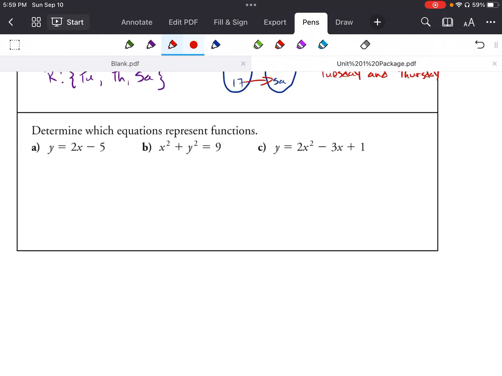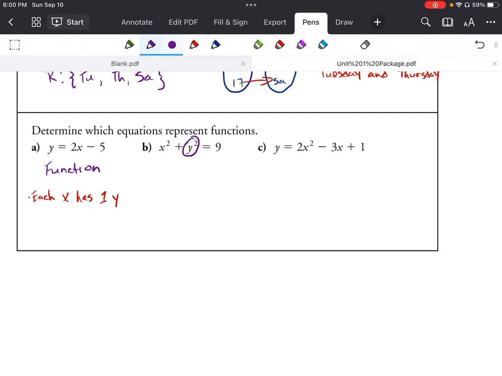And finally, the last one, determine which equations represent functions. So the first one is a linear line. No matter what number you plug into the x value, you're going to get only one possible answer, and that's easy to determine because the y is just a y. A singular y tells you it's going to be a function, so this is a function. How do we know? Because each x has one y.